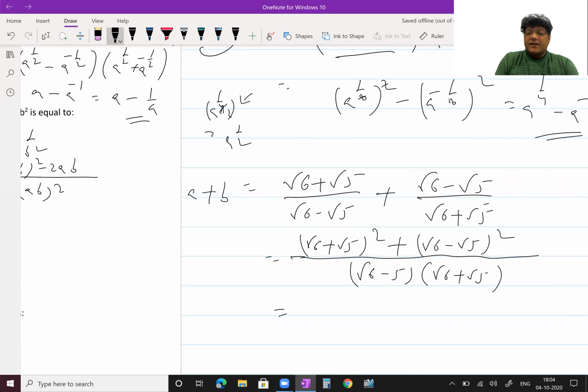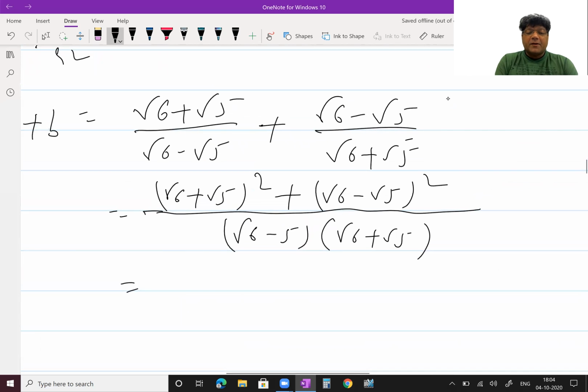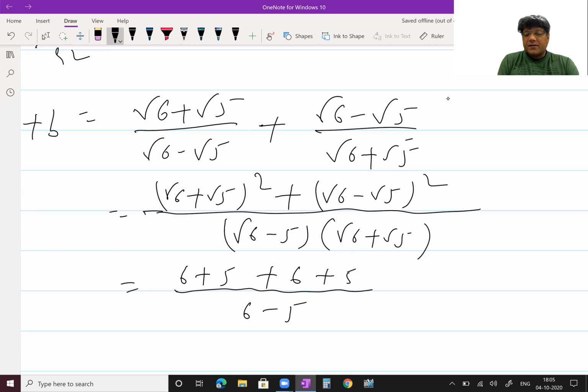So the next line, guys, see the numerator. If you open the bracket, a square plus b square plus 2ab. From next one come a square plus b square minus 2ab. So plus 2ab minus 2ab portion will be cancelled. And here root 6 whole square will be 6, root 5 whole square 5. Similarly, from the next one, 6, that is a square plus 5, that is b square, minus 2ab not writing because that will be cancelled from the 2ab portion of the first. Denominator, a minus b into a plus b, a square minus b square, that is 6 minus 5. So numerator became 22, denominator became 1, that finally 22.